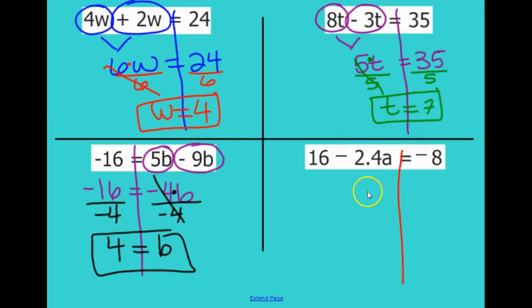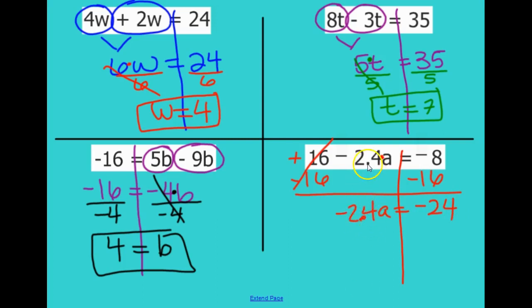Next, solving two-step equation. Get rid of addition or subtraction first. This is really what's added because this is really multiplied. So subtract 16. We have negative 2.4a. And these are all negatives. Add them up. 16 plus 8 more. It's going to give me a negative 24.